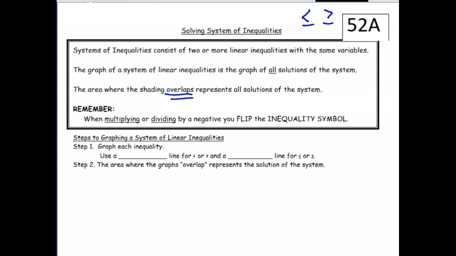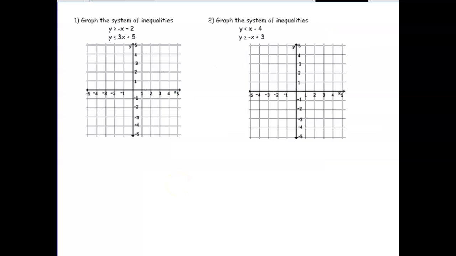The thing we need to remember is that when we're multiplying or dividing by a negative, we need to flip the inequality symbol. So the steps to graphing a system of linear inequalities: we graph each inequality. We use a dashed line for greater than or less than, and we use a solid line for greater than or equal to and less than or equal to. The area where the graphs overlap represents the solution of the system. So let's start out with the first example.